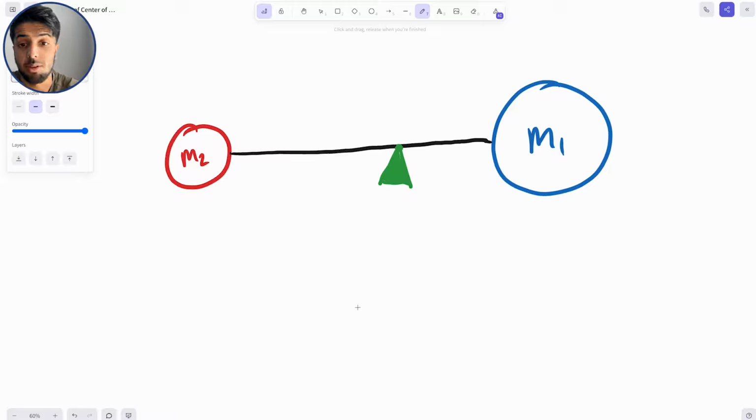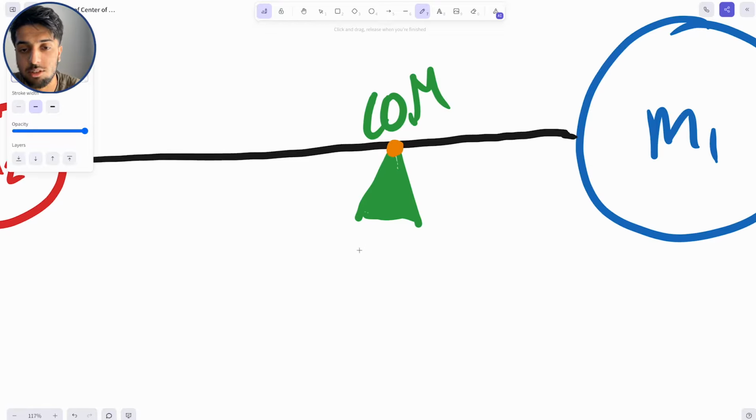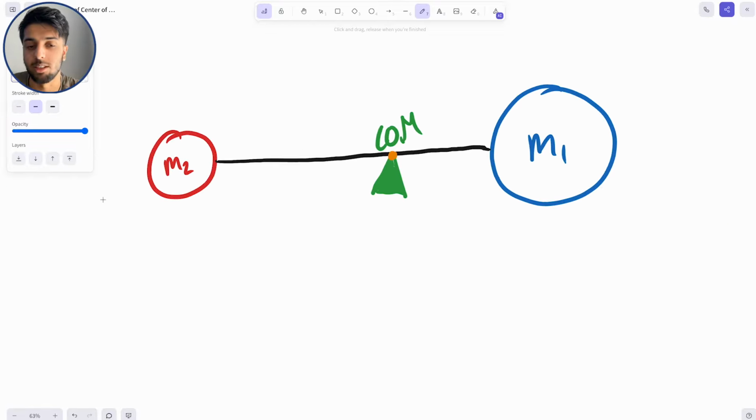Let's say we put the pivot back to where it was. We can imagine at this point the two masses will not rotate downwards and will just stay flat. And at this point, this is the center of mass. And so the goal for this video is to try and find this point right here. How do we derive a formula to get that point?